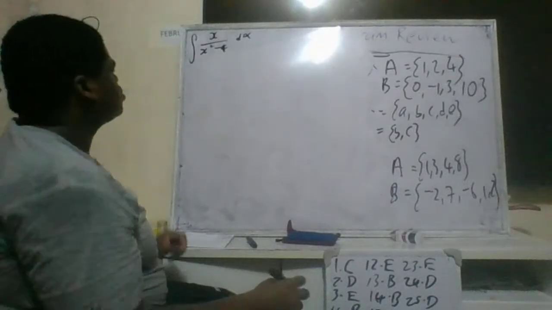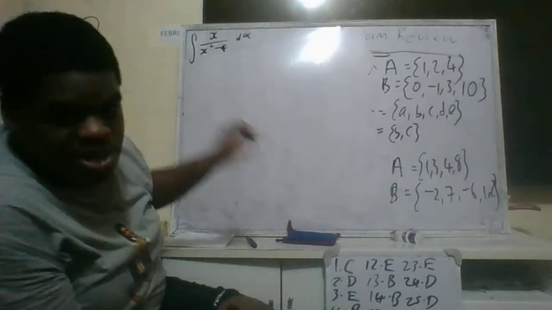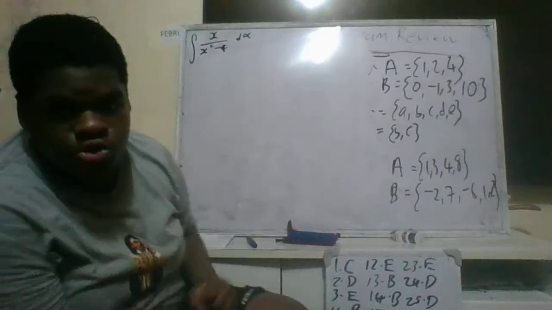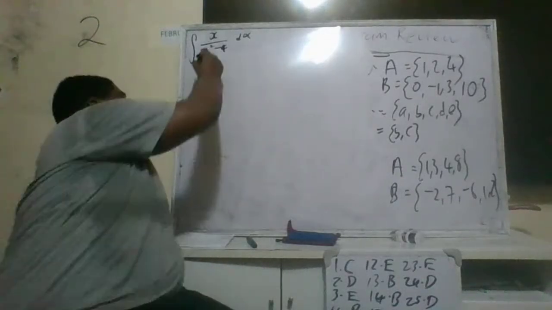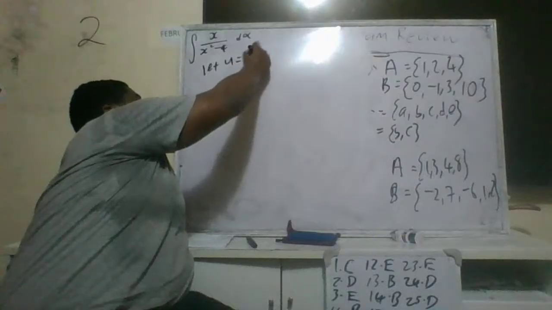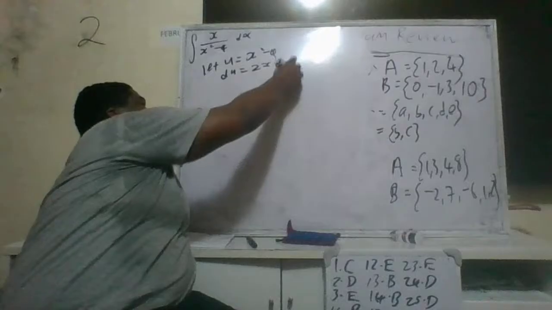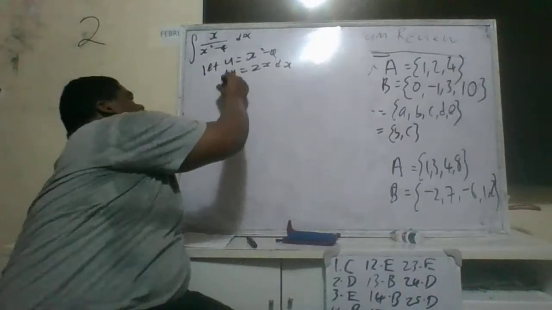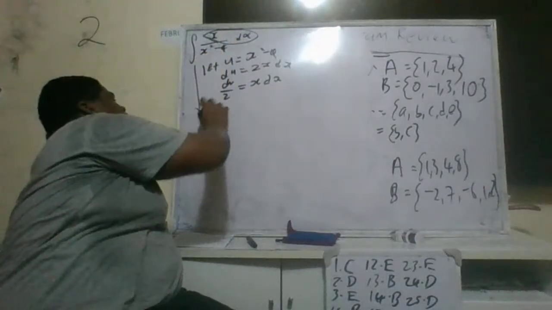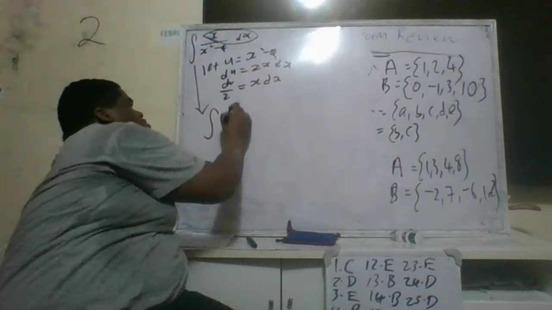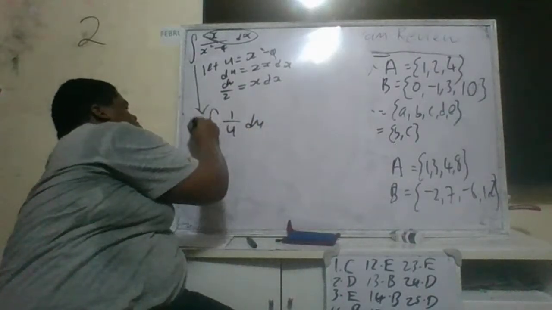Wow. Let's solve this. You could separate it using partial fractions, but I'm not going to do that. I'm going to follow another method, and that method is u substitution. Let u equal x squared minus 4. Then du will equal 2x dx. That means du over 2 is equal to x dx. So you have the integral of 1 over u du over 2.